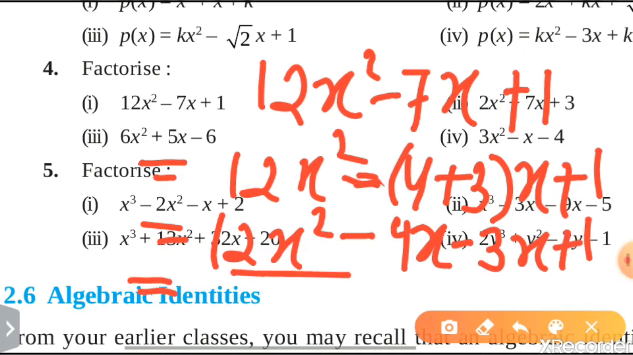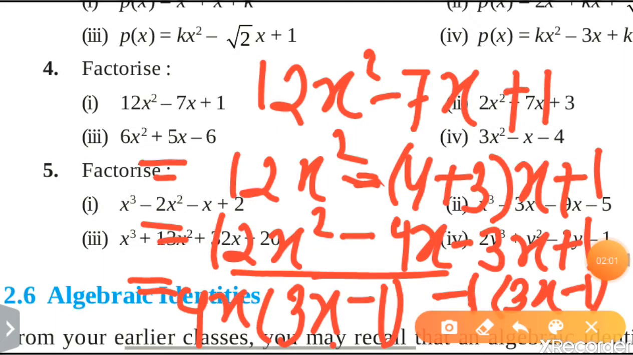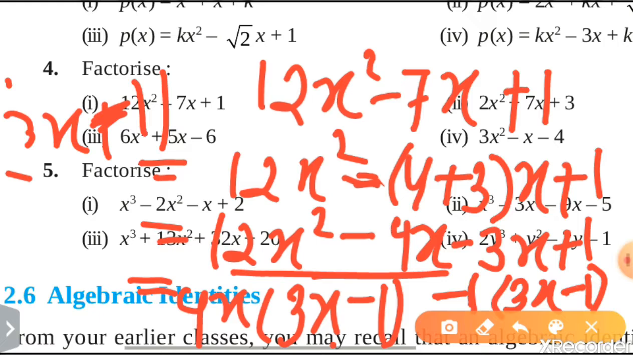Now we will take common among these two. The common is 4x, so the remainder will be 3x minus 1. Similarly, in the second, there is no common, so we will take 1, and we will write 3x minus 1, because there is a negative sign, the sign will be changed. Now in these two terms, we will take 3x minus 1 common, and the remaining part will be 4x minus 1. So we will solve it like this. Similarly, we will solve the next questions.